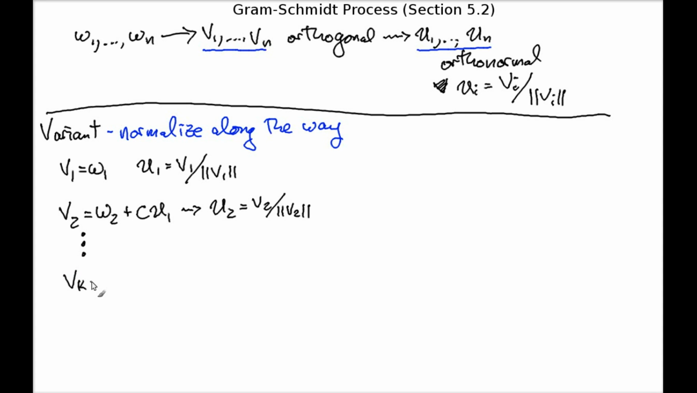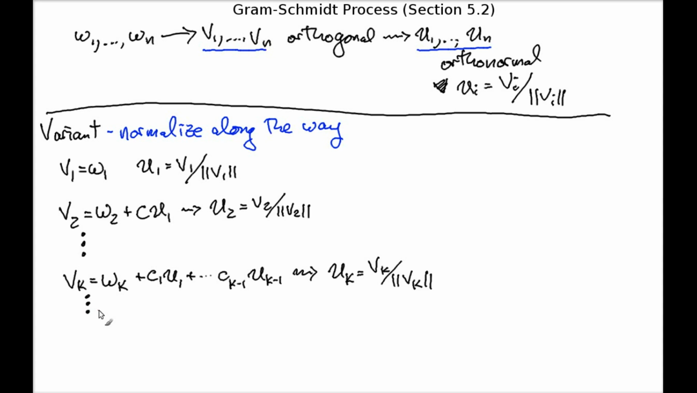So at the kth step, you're going to write vk is wk plus c1u1 plus dot dot dot ck minus 1 uk minus 1. And assuming that you can figure out the ci's, you can then set uk is equal to vk over the length of vk, and so on. So it's a very similar process, and clearly these constants are going to come out a little bit differently. And it turns out that the constants work as follows.